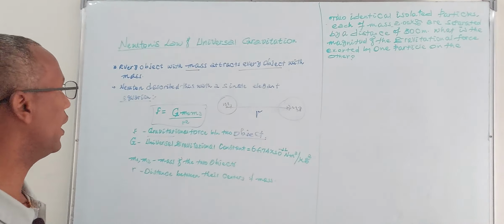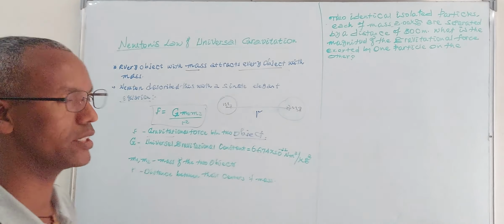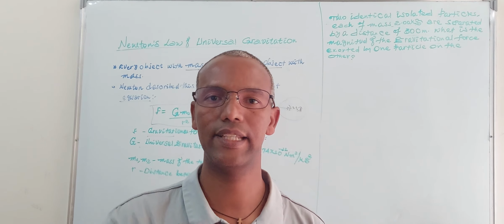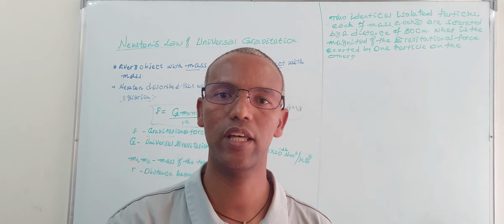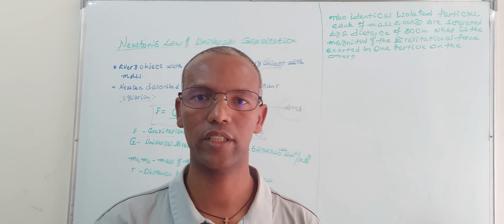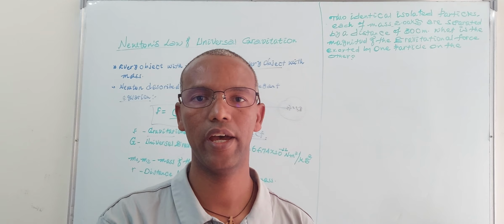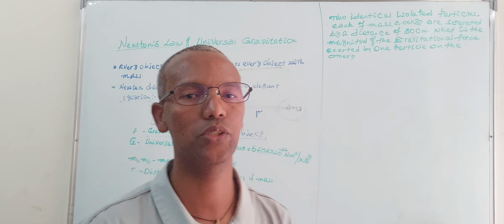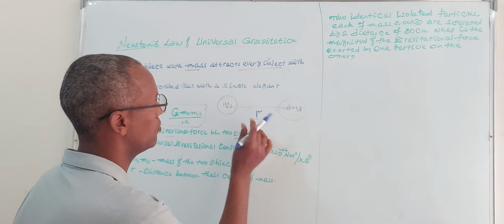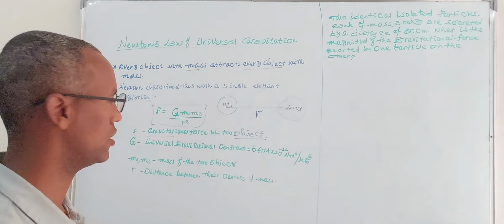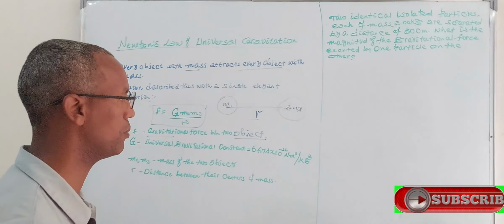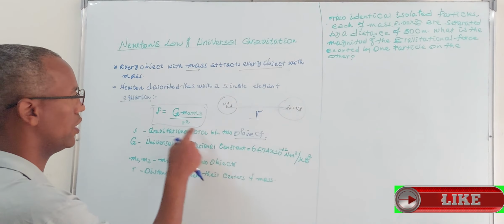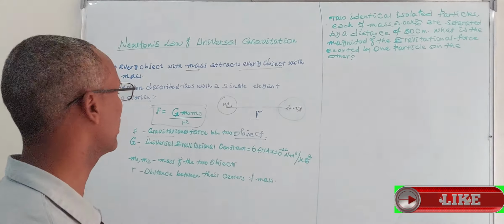I just wanted to let you know that the universal gravitational force is directly proportional to the mass of the two particles, as well as inversely proportional to the separation between the two masses. That is basically the basic definition as well. So like I said, you can use this formula to find out the universal gravitational force.